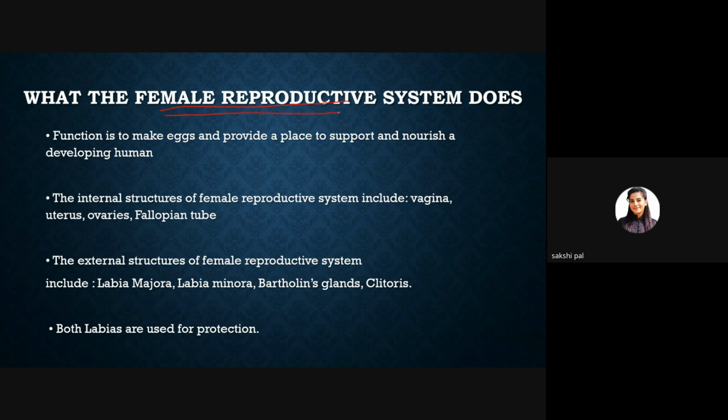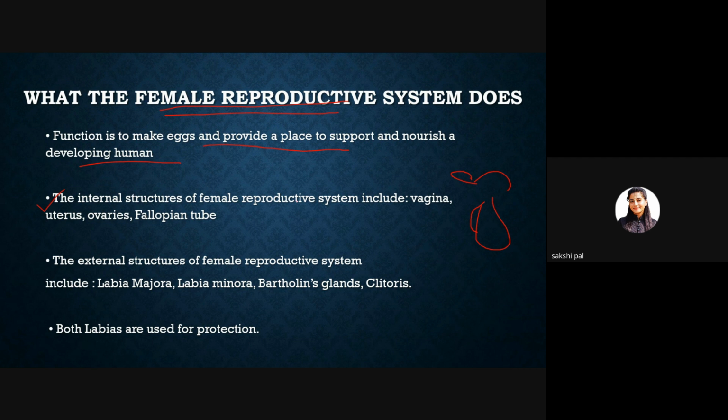Okay. So female reproductive system, the function is to make the eggs and provide the place to support and nourish the developing human. That means its main function, we all know that ovaries are there. Ovaries release the eggs. Further, these eggs will help in the reproduction and will lead to the formation of new offsprings. And the uterus, which is also involved in the reproductive system, is the one which upholds the baby, like the zygote, and further leads to the human formation.